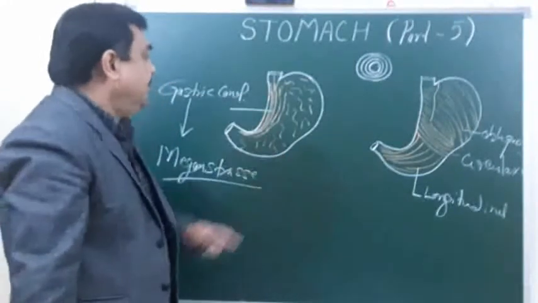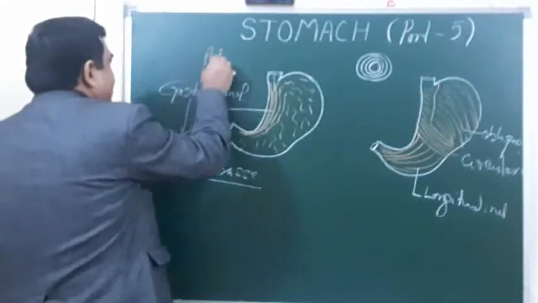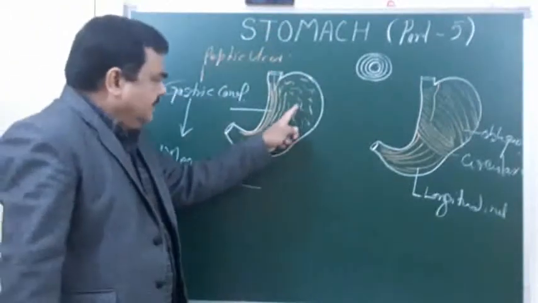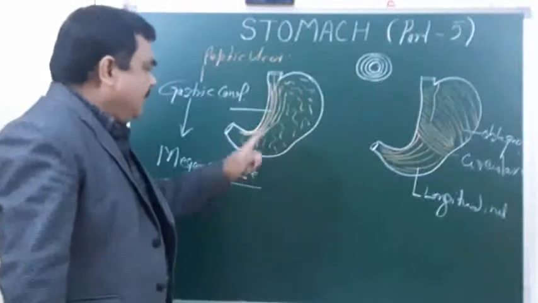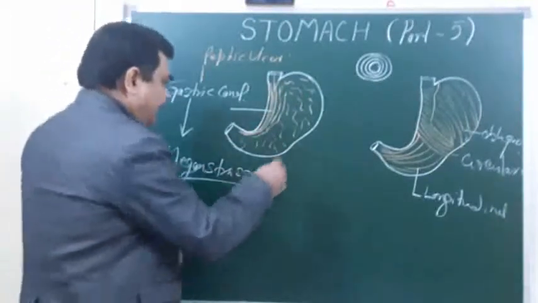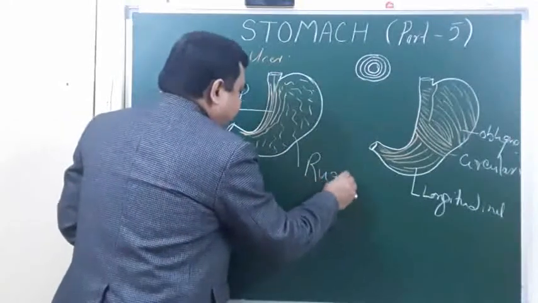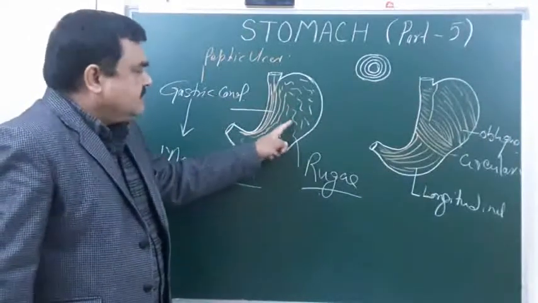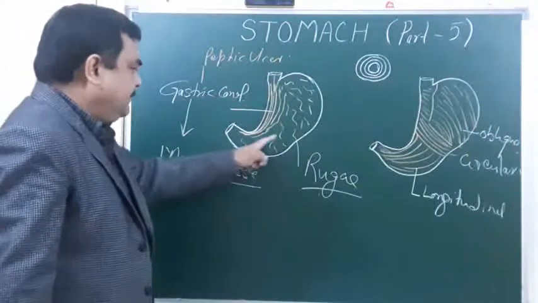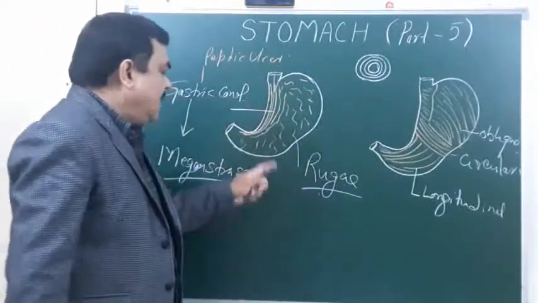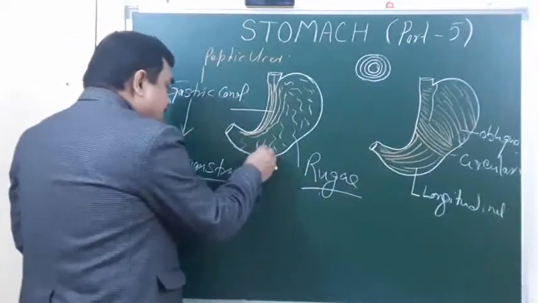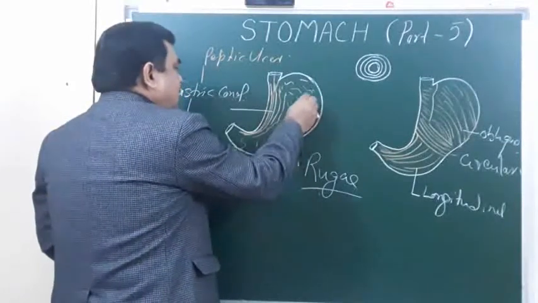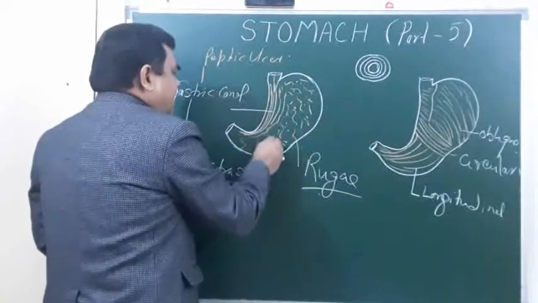This is the commonest site of the peptic ulcer. On the other side, the folds are irregularly arranged, and these folds are known as rugae. Here is longitudinal rugae. Here is transverse or oblique, various types of patterns. And another thing, there are numerous small pits. If you see under the hand lens, you will find there are small pits.